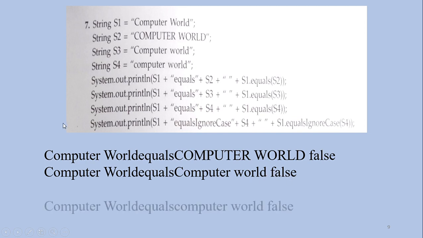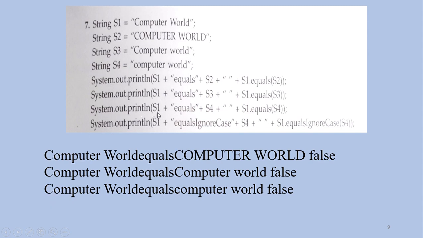Now the third statement, System.out.println S1 again computer world equals S4. What is in S4? Computer world, everything in small letters. So again when you compare these two, they become false. Again your answer is false.